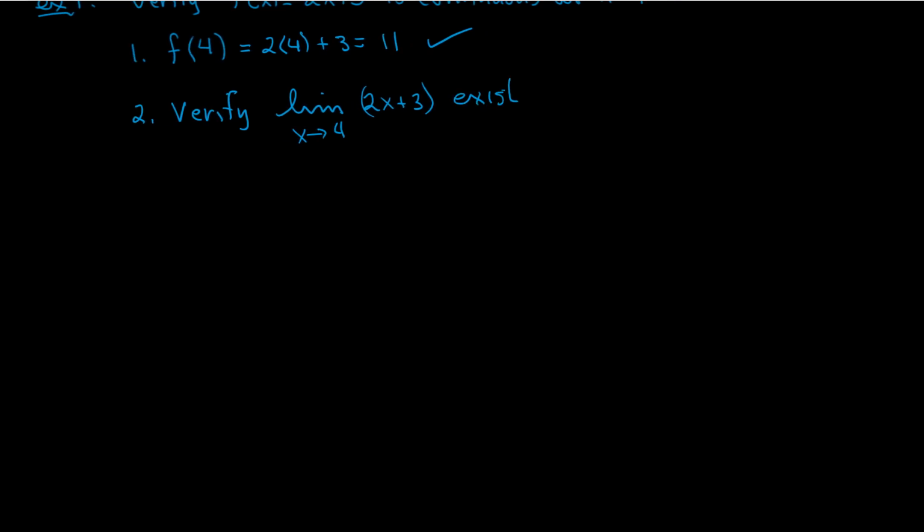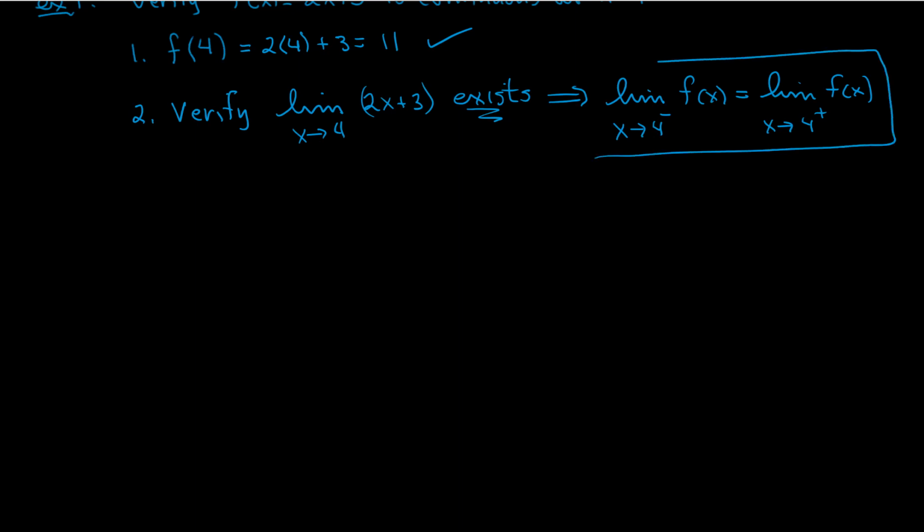Notice I'm not talking about what it's equal to or anything like that right now. I want to prove that the limit exists. For the limit to exist, this is important, be sure you catch this. For the limit to exist, this means that if we do this limit as x approaches 4 from the left-hand side of f of x, it must equal the limit as x approaches 4 from the right-hand side of this same function. This is what we're after right there.